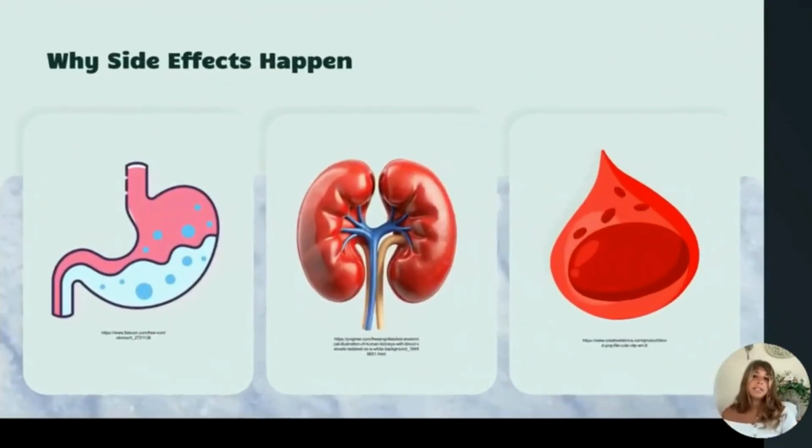So even though NSAIDs are very helpful, they can still have side effects. The biggest reason is that most NSAIDs block both COX-1 and COX-2. Blocking COX-1 reduces the stomach's protective lining, which can lead to stomach pain, ulcers, or bleeding. NSAIDs can also affect kidney function because prostaglandins help regulate blood flow to the kidneys. Some NSAIDs may slightly increase the risk of heart problems in certain patients, especially when they're taken for a long time or at a high dose. This is why doctors recommend using the lowest effective dose for the shortest amount of time.